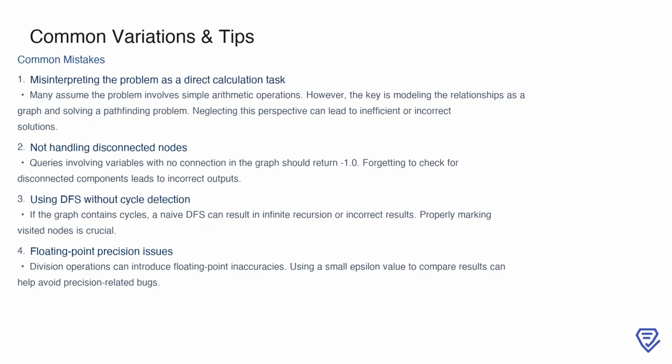Another frequent mistake is forgetting to handle disconnected nodes. If two variables are not connected in the graph, their queries should return -1.0, so failing to account for this will result in inaccurate outputs. Additionally, using a depth-first search without cycle detection is risky. If your graph has cycles, a naive DFS can lead to infinite recursion or produce incorrect results, so marking visited nodes properly is essential. Lastly, be mindful of floating point precision issues. Division operations can sometimes introduce small inaccuracies, so comparing results with a tiny epsilon value can help prevent these bugs.